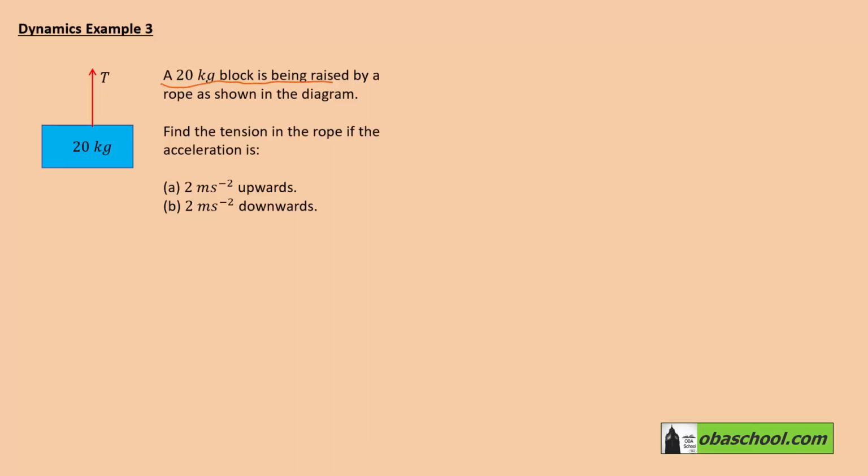A 20 kilogram block is being raised by a rope as shown in the diagram. Find the tension in the rope if the acceleration is 2 meters per second squared upwards or 2 meters per second squared downwards.